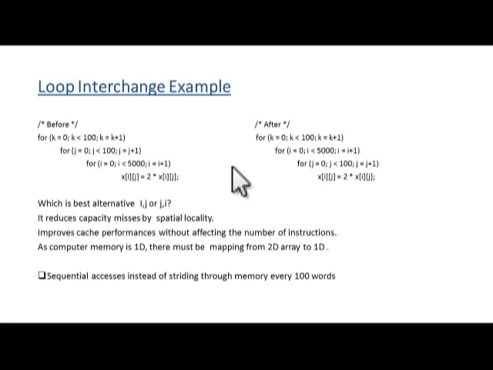It depends upon how the data is getting stored in your memory. As we know, the computer memory is a 1D array, so there must be some mapping from the 2D array to the 1D array. How is the mapping done? There are two mapping methods. The first one is row major and the second one is column major.